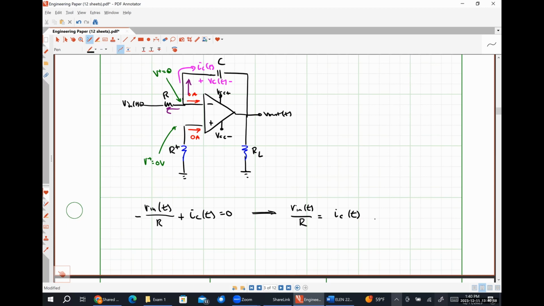So Vout is negative VC. This is the positive polarity terminal of Vout. It's at the same node as the negative polarity terminal of VC. This is the positive polarity terminal of VC, and it's at ground. This is the negative polarity terminal of Vout. So Vout is equal to negative VC.